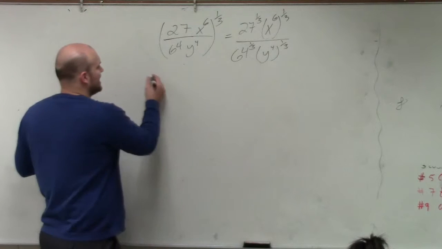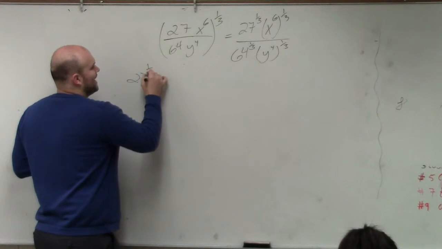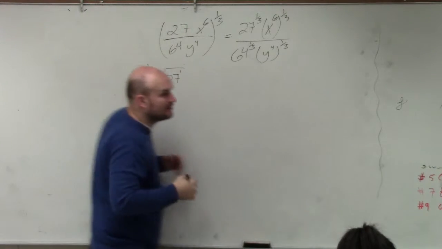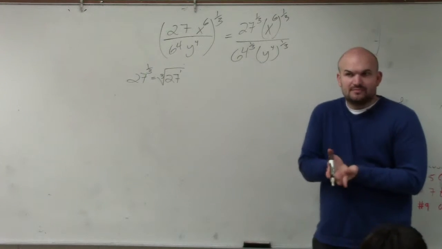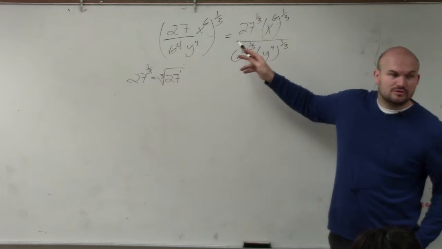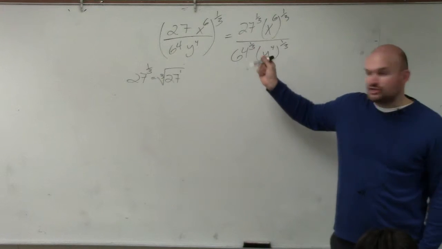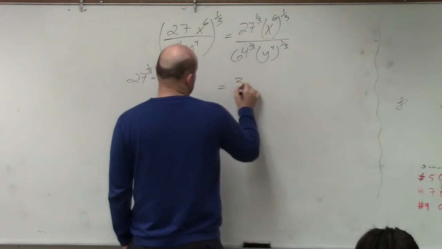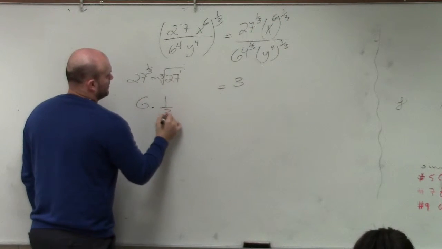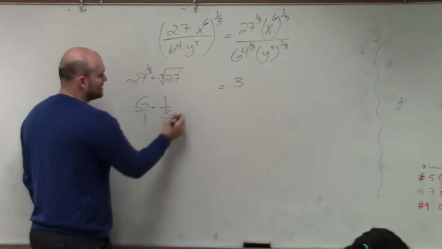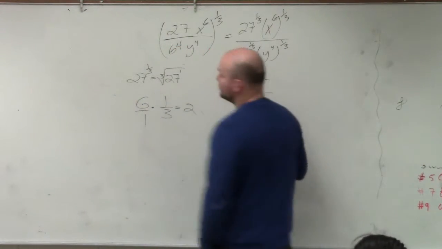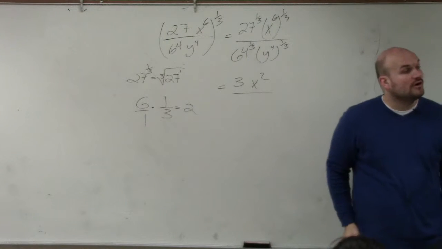And again, remember that 27 to the 1/3 power is the same thing as the cube root of 27 to the 1st power, correct? So when you're taking something to the 1/3 power, you're thinking of the cube root. Hopefully you recognize by now 27 is a cube number, which is 3. And then here, x to the 6 times 1/3. When you're multiplying fractions, rewrite that as a numerator. That's 6 over 3, which is 2. So that's x squared.